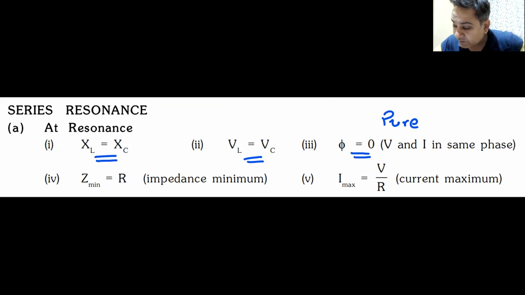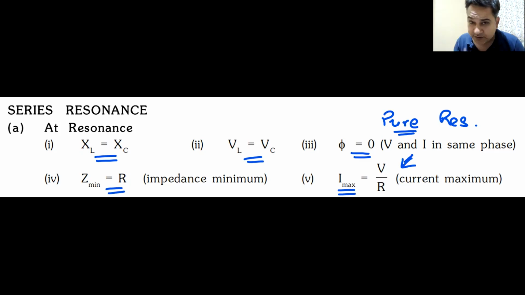So this circuit behaves as a pure resistive circuit. Impedance is minimum, so the current is maximum, and the value is V by Z, or V by R. Please note this down point-wise. Straight away questions will come based on these points. A minute to note it down.